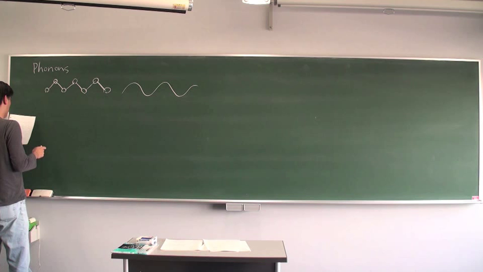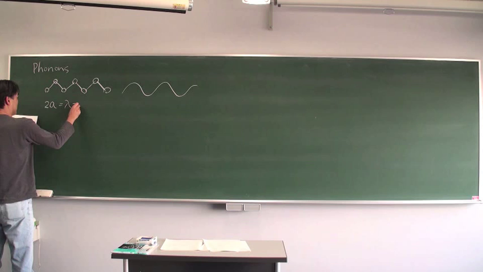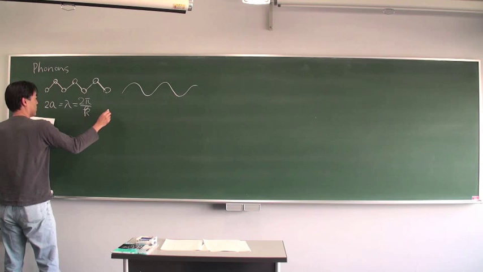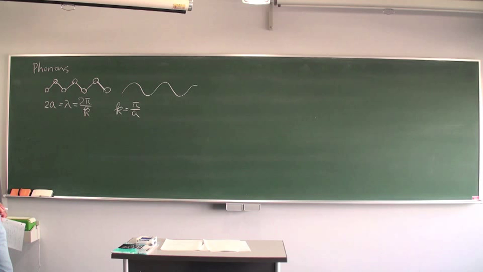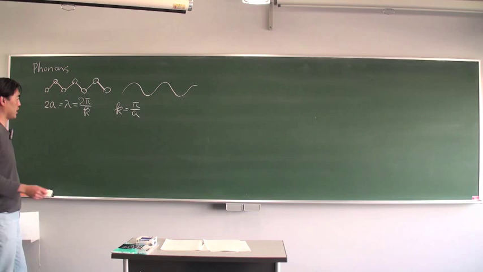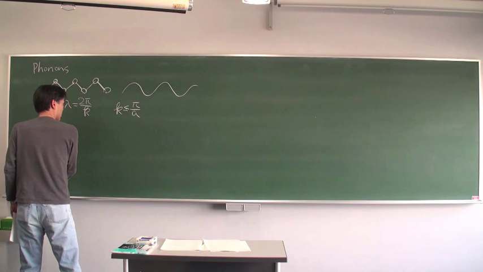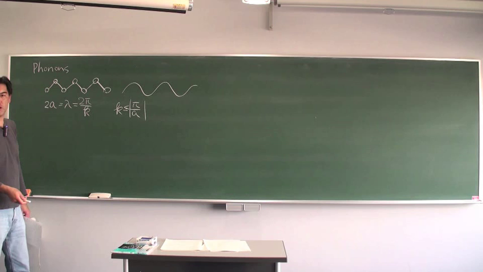2a equals lambda, and that's 2 pi over k. So k is, in this case, pi over a, and there's no k that is larger than this, okay? So k is always equal to or smaller than plus or minus pi over a. This is probably the proper way of saying it, okay?